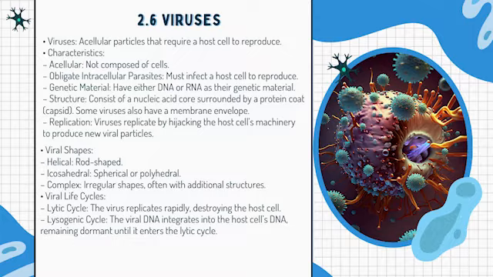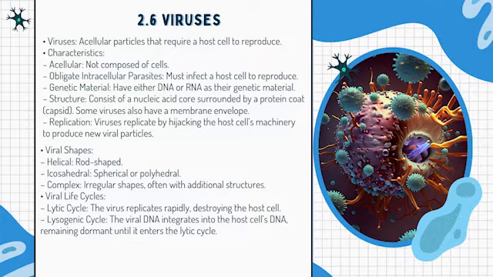They can follow two life cycles. The first one is the lytic cycle, in which the virus replicates rapidly, destroying the host cell. Whereas in the lysogenic cycle, the viral DNA integrates into the host DNA and remains dormant until it enters the lytic cycle. Viruses come in different shapes like helical and complex structures.